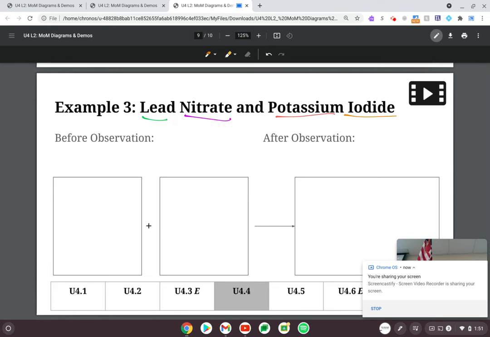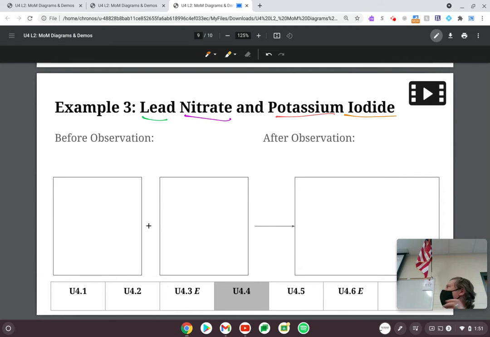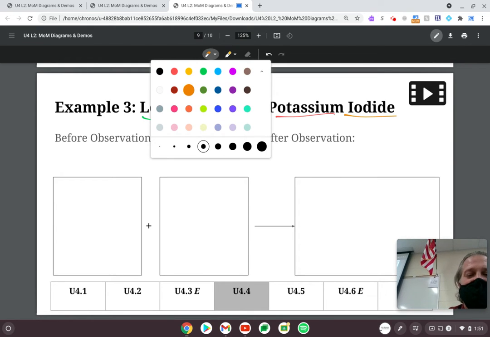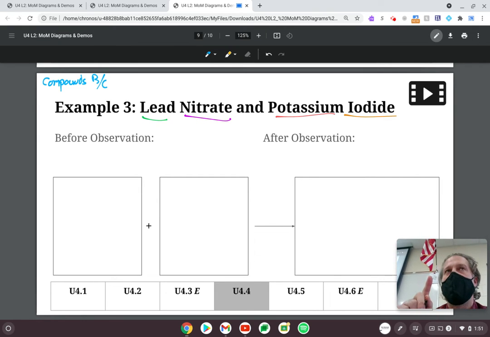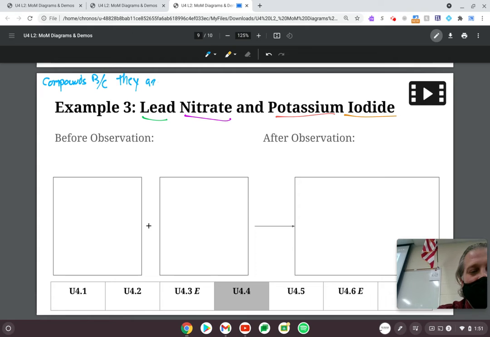Yeah, so we have lead nitrate and potassium iodide, and we are going to say that both of them in this example are compounds. We are going to say that they're compounds because why? Both of them are made up of more than one element, right? So they're compounds because they are made up of more than one type of atom.